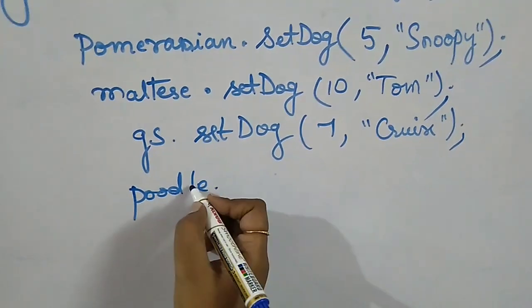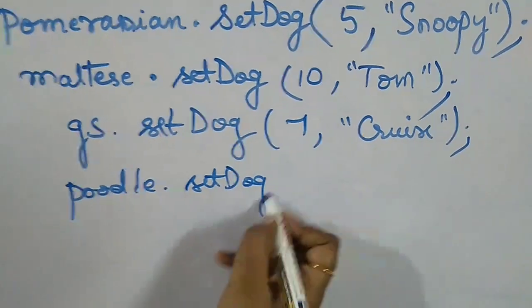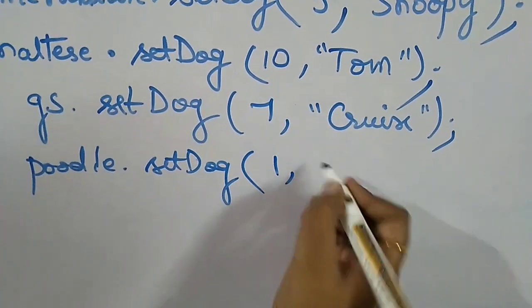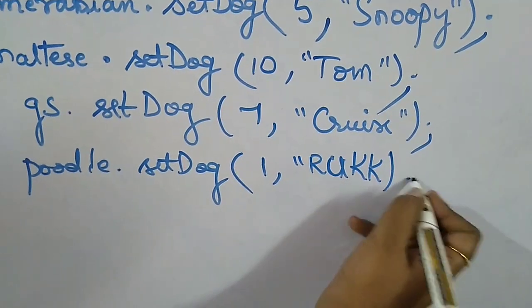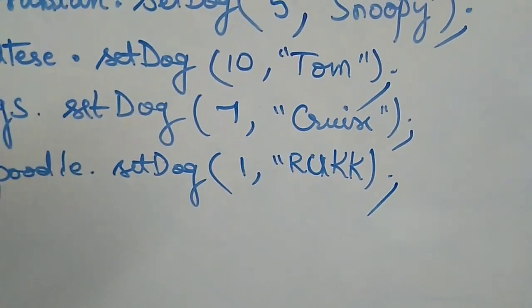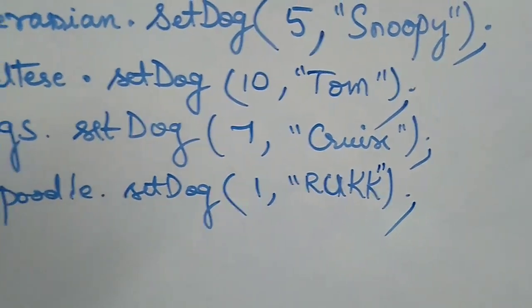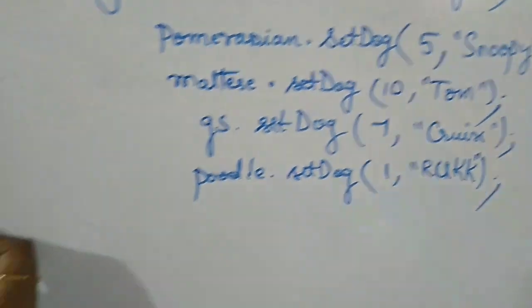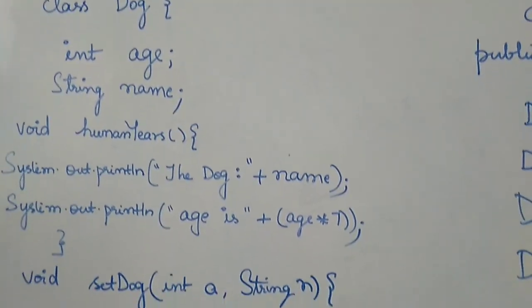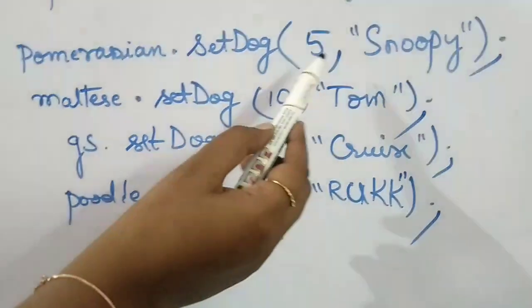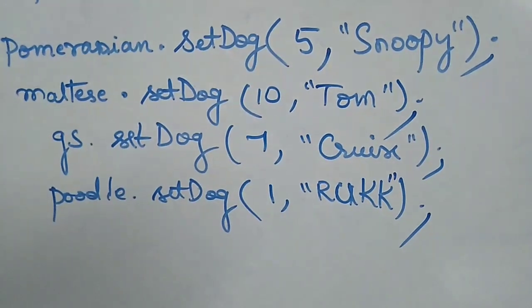Then I am saying Poodle.setDog, and the age is only 1 year, and its name is Rook. I'm putting it in double quotes. So see friends, from this blueprint we have created 4 objects. You can create any number of objects, but I have created 4 objects where each and every object has its own values for the instance variables. I hope everybody understood this.